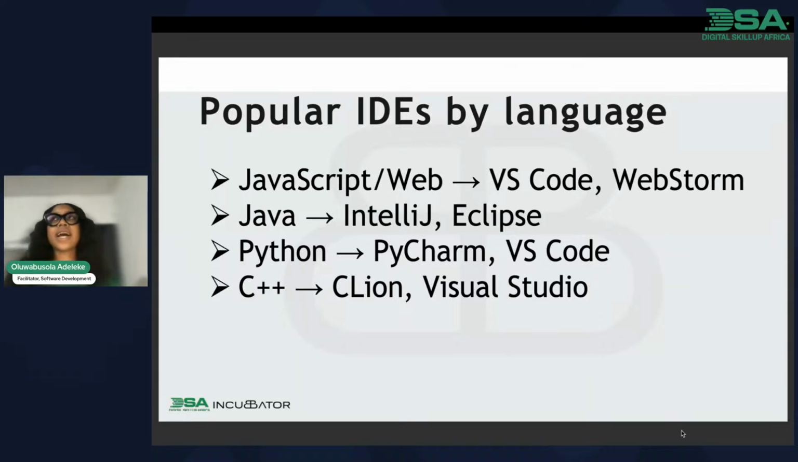There are several ways you can get this. You can download. If you just search online for Eclipse or IntelliJ, you will see how to install all of them. However, in this class, as I said earlier, we will be focusing on JavaScript and web, solely VS Code, Visual Studio Code. Likewise, we have Python. If you have VS Code, you can also use it for Python. And you can also install PyCharm.